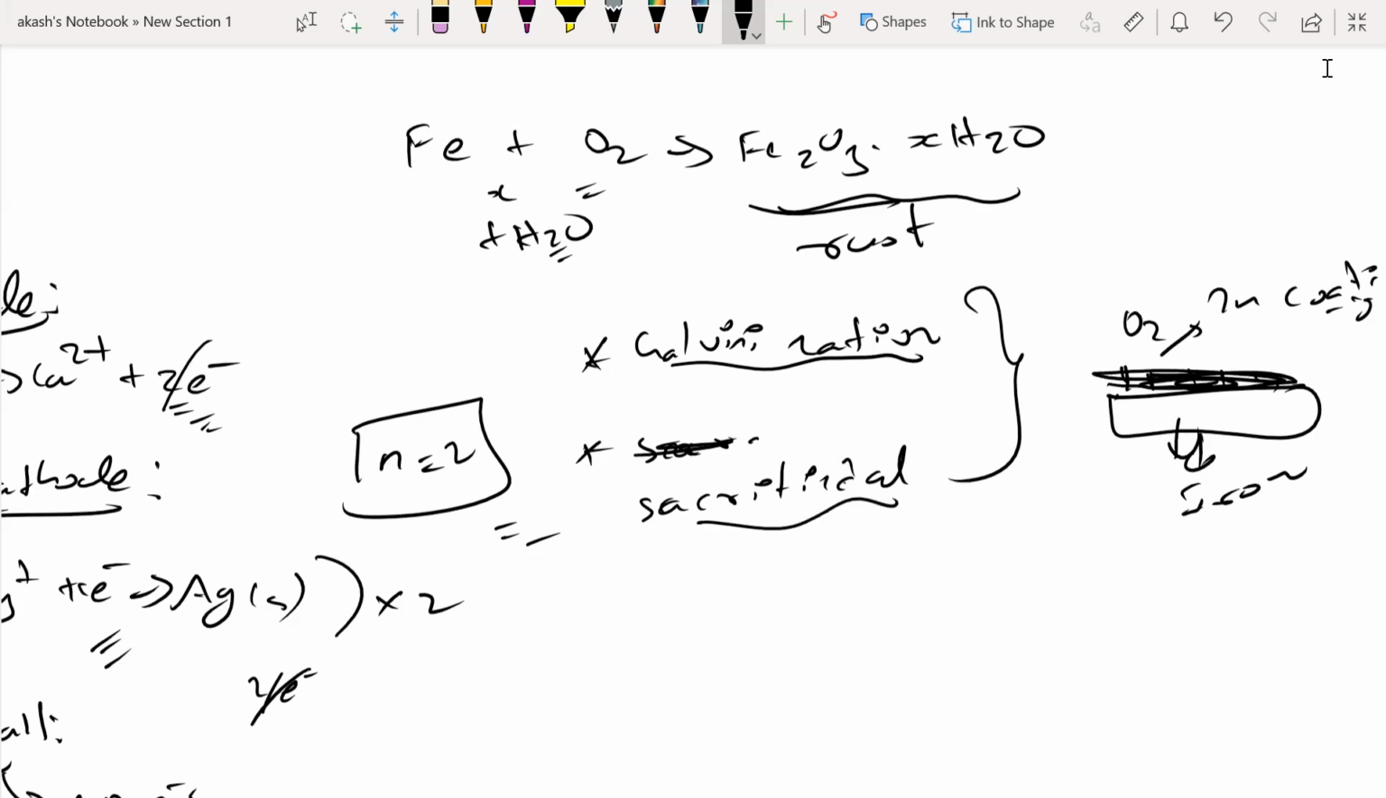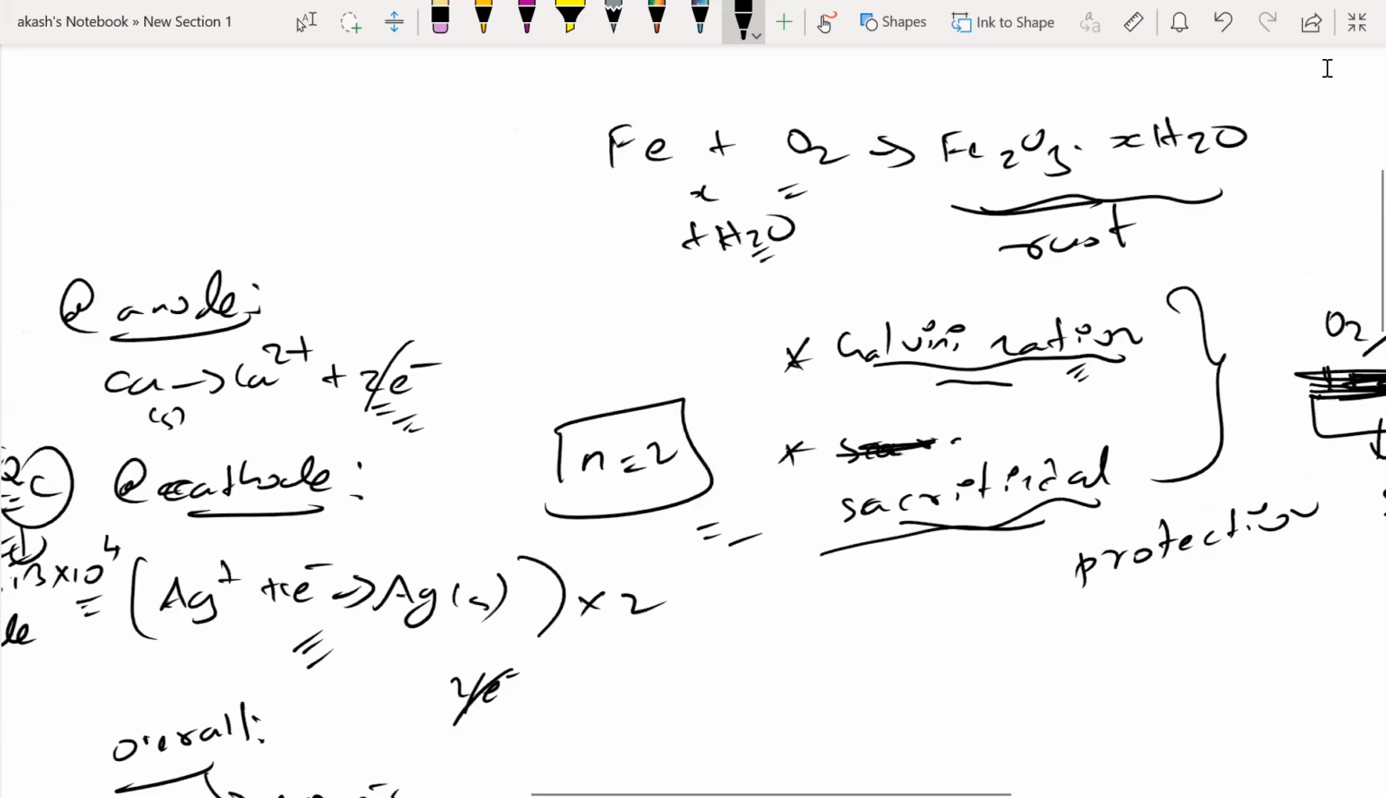Sacrificial protection is exactly like galvanization, but instead of zinc, you can use any other element. If it is specifically zinc, it is called galvanization. If it is any other element you want to coat it with, it is called sacrificial protection. The same thing, because that element will get sacrificed in order to protect your iron. Anyway, that is how you answer this question. Okay, next.